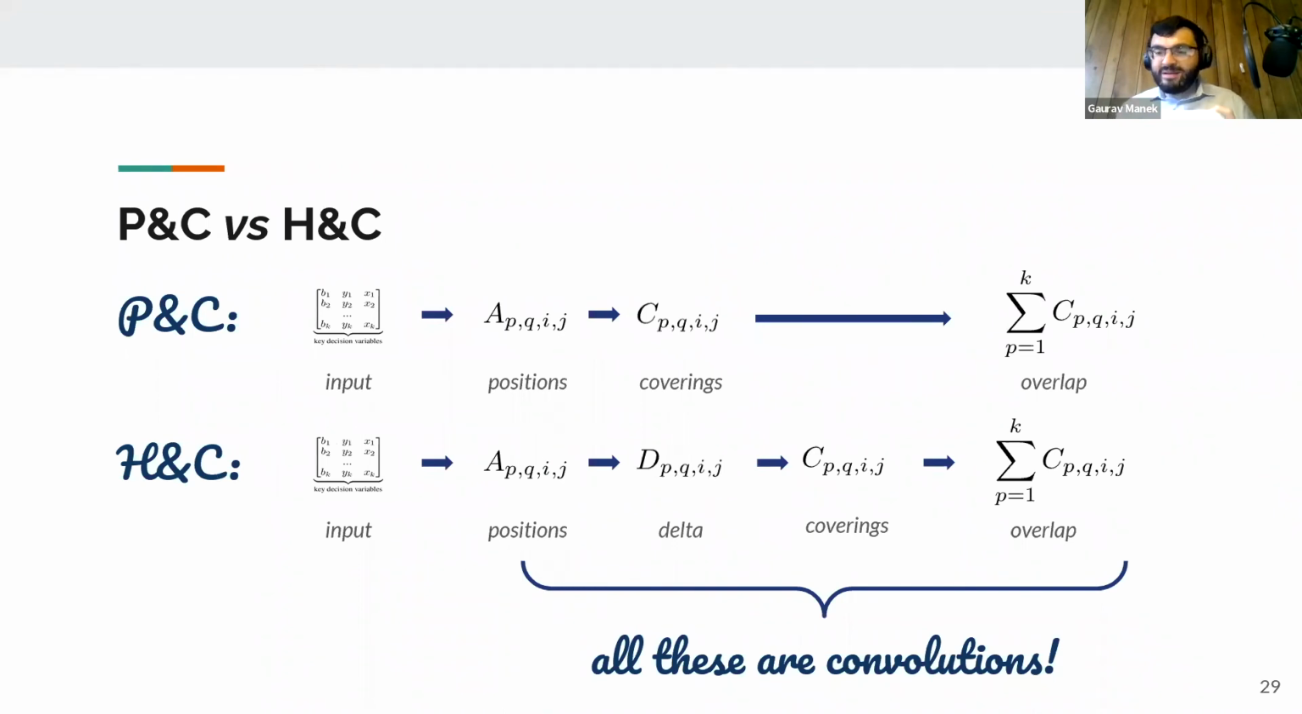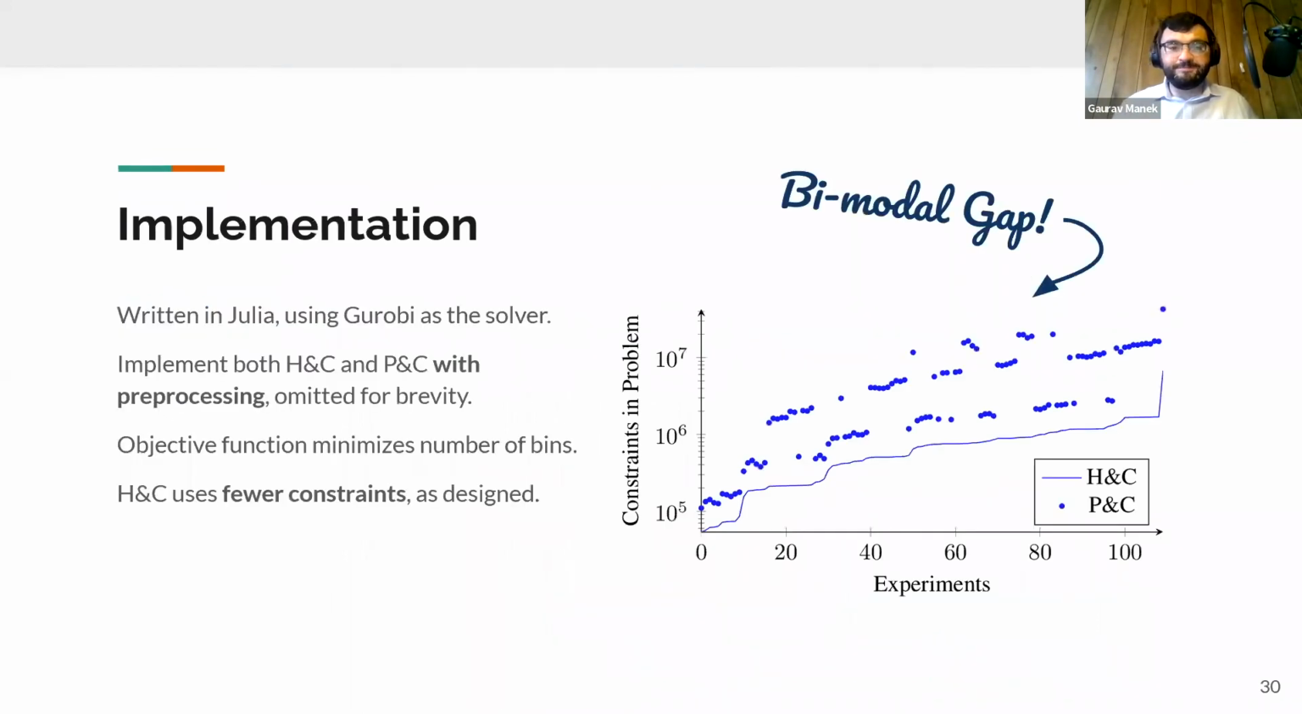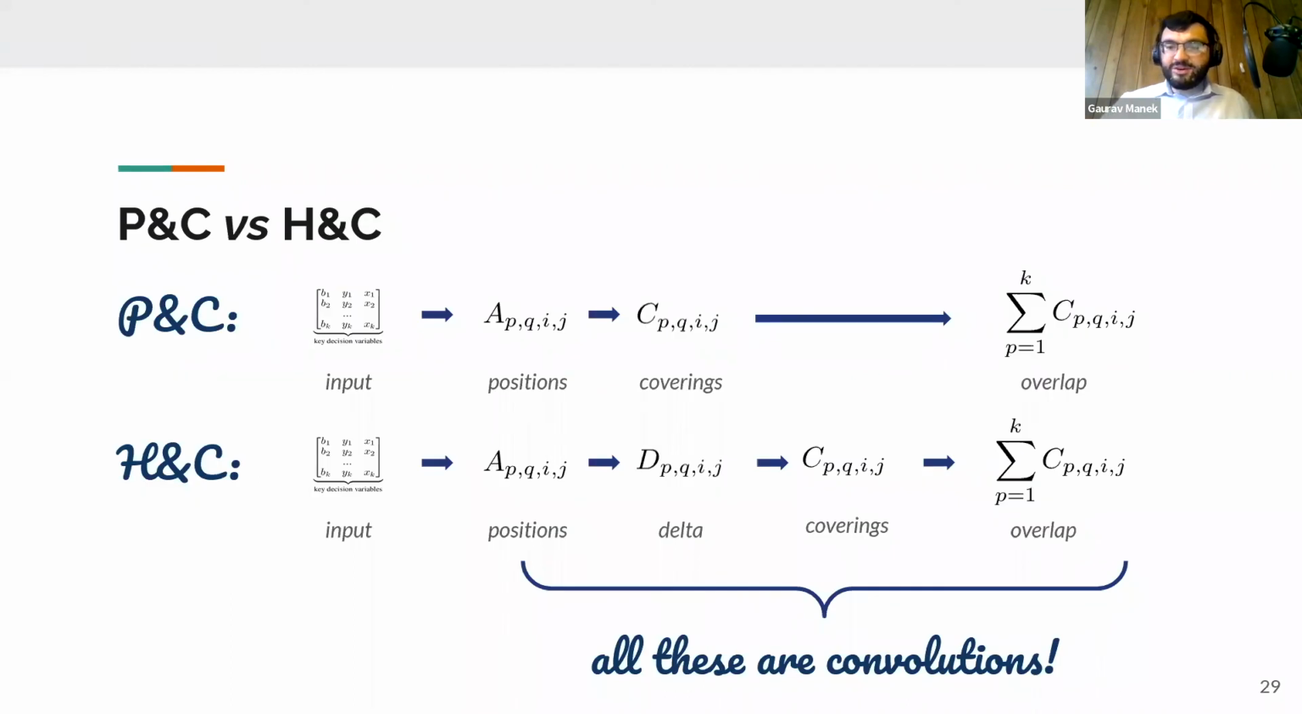It's not just this one stage or two stages that are convolutions, but all stages, starting from a positions matrix, can be written down as convolutions. So this is perhaps the third link to computer vision that we have in our talk. And from this point onwards, I'll just be talking about the results and some interesting points that we've observed.